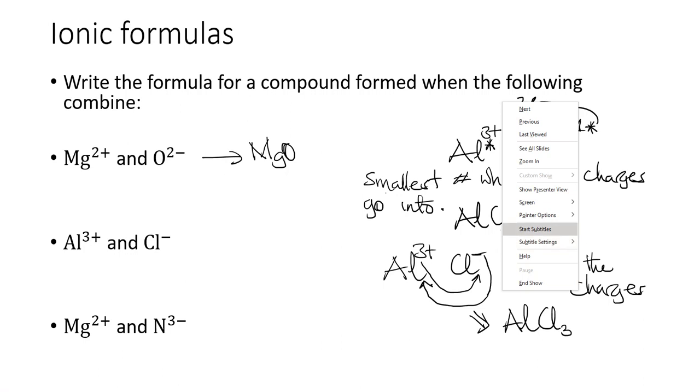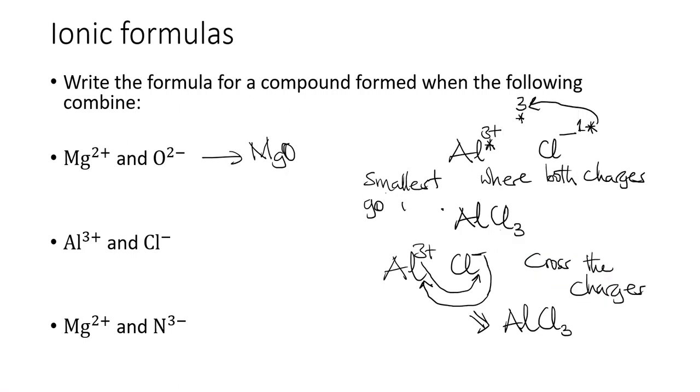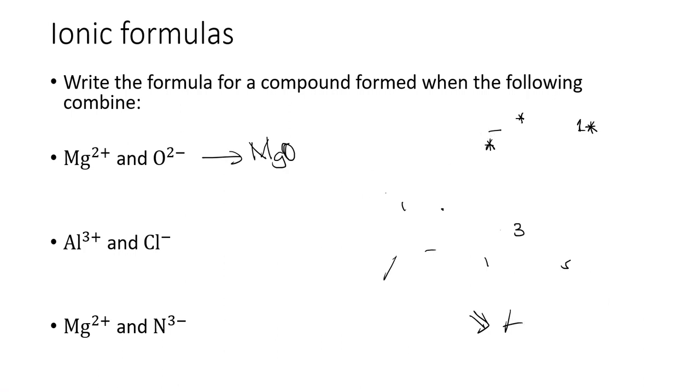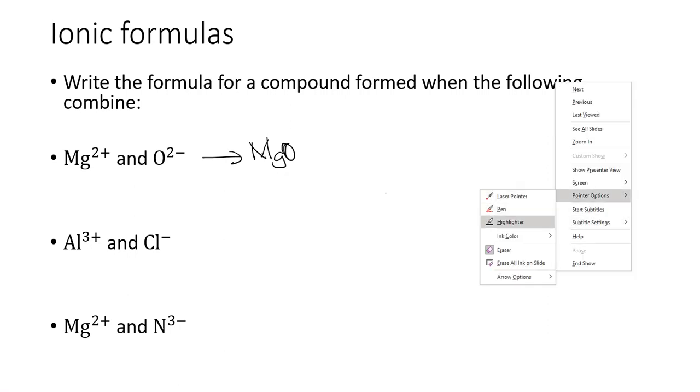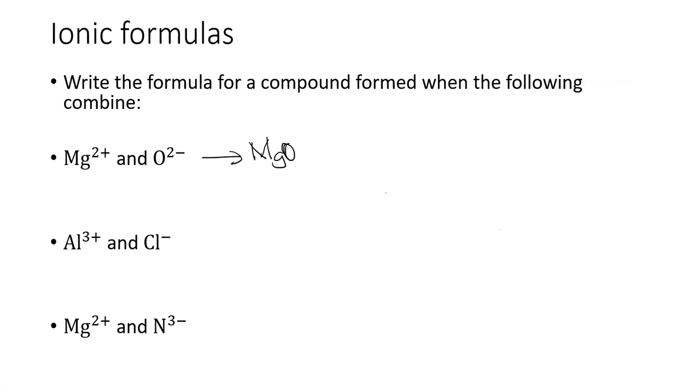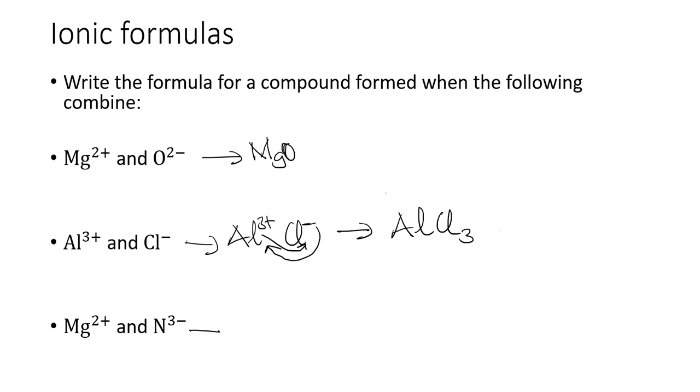So what this means is, if I take aluminum and chlorine, I'll put them close together here, and then transfer the 3 and put it here, transfer 1 and put it here, and then I'll get the formula of my ionic compound. The same thing with magnesium nitride.